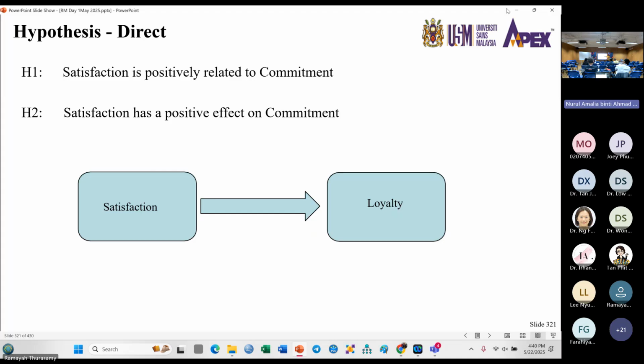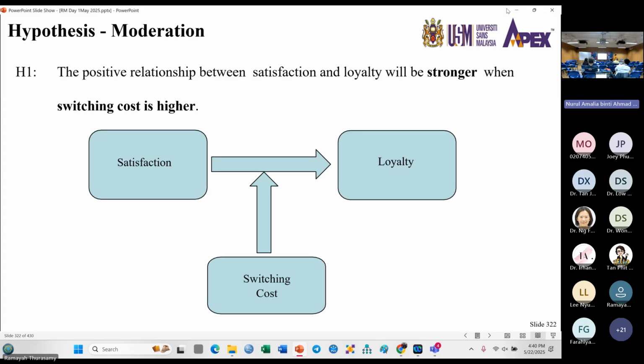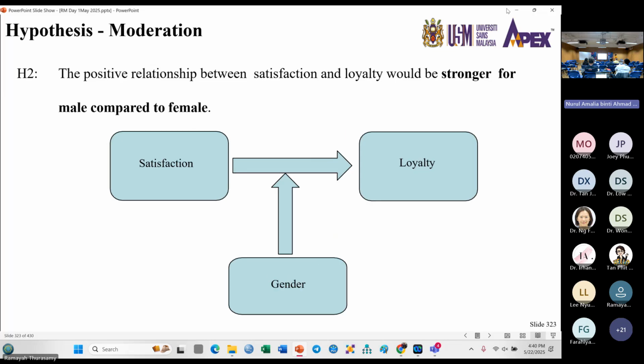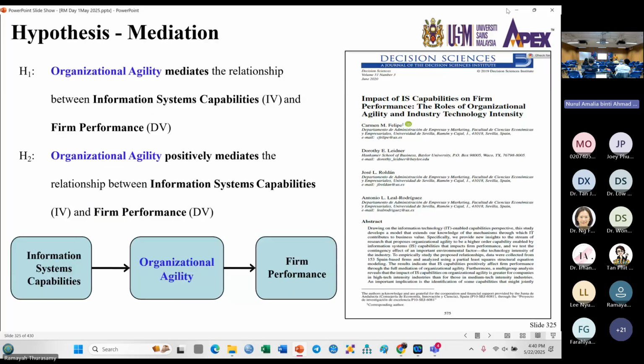For direct hypothesis, this is how you write. For moderation, this is already explained, and for mediation, we also have direction. You have been writing this, right? This is two tail. But you can also write like this. One tail. There are many papers now writing like this. So we can also change. So you decide.